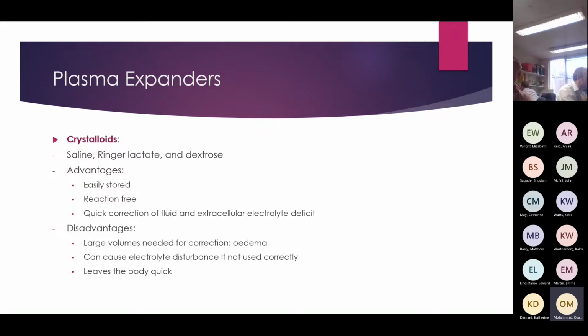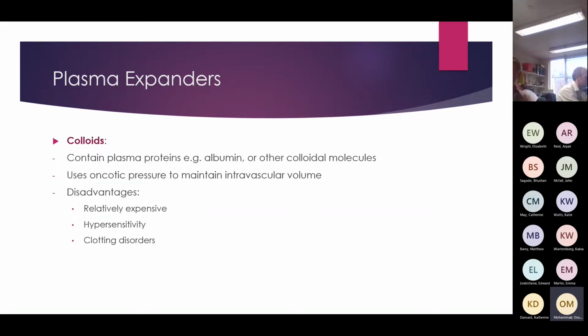The other type is the colloids, and these are fluids that usually contain plasma proteins such as albumin or other colloidal molecules like dextran or gelatin or others. And the main principle is that they use the oncotic pressure to maintain the intravascular volume through shifting the fluid from the extravascular to the intravascular portion.